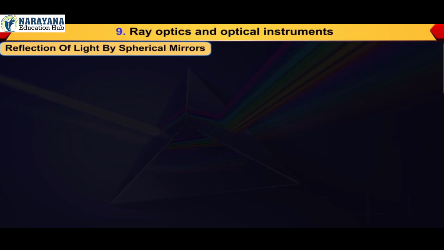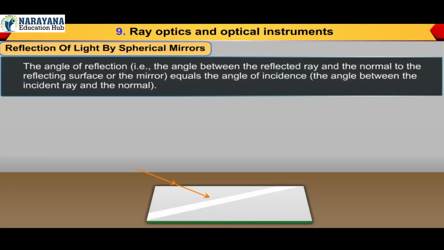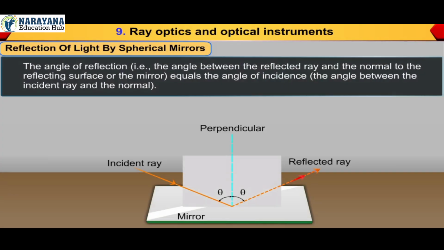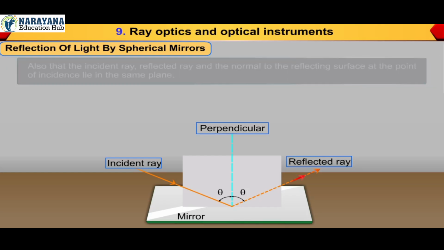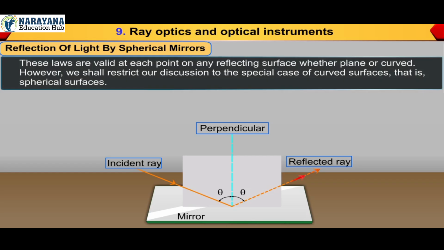Reflection of light by spherical mirrors. The angle of reflection, that is, the angle between the reflected ray and the normal to the reflecting surface or the mirror, equals the angle of incidence, the angle between the incident ray and the normal. Also, the incident ray, reflected ray and the normal to the reflecting surface at the point of incidence lie in the same plane. These laws are valid at each point on any reflecting surface, whether plane or curved.